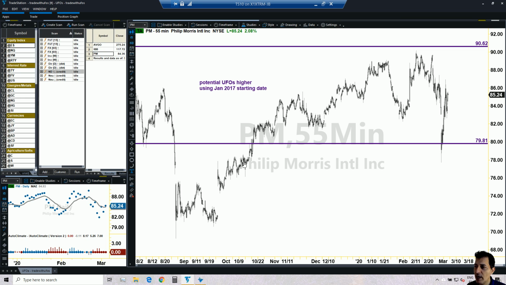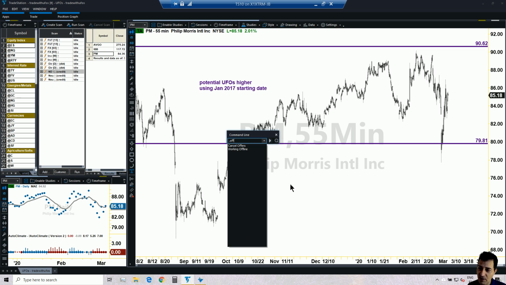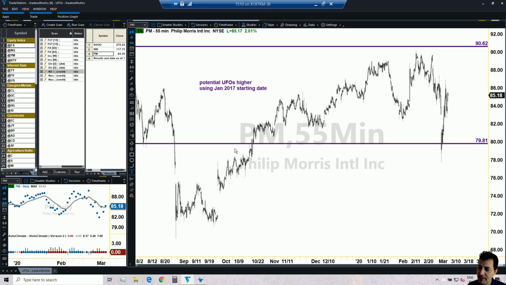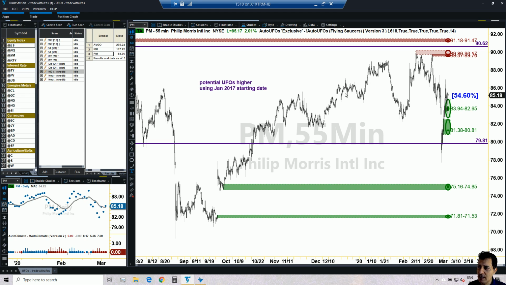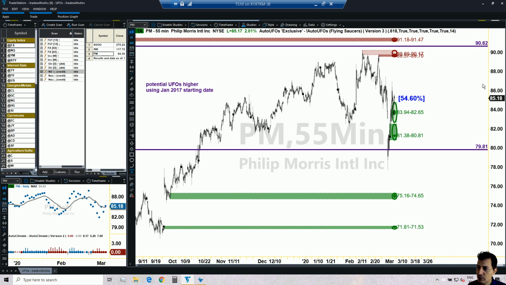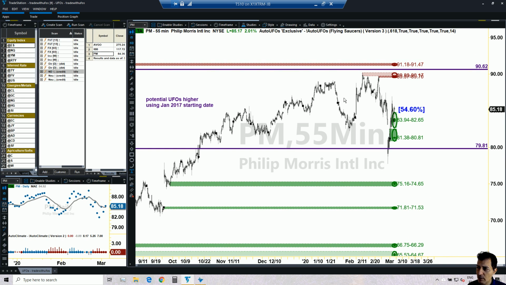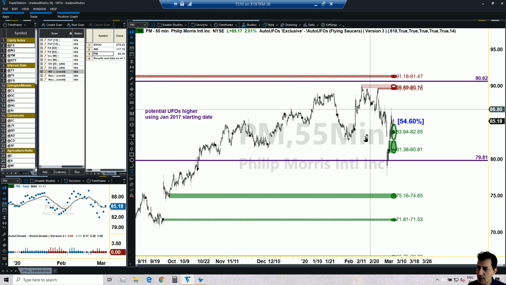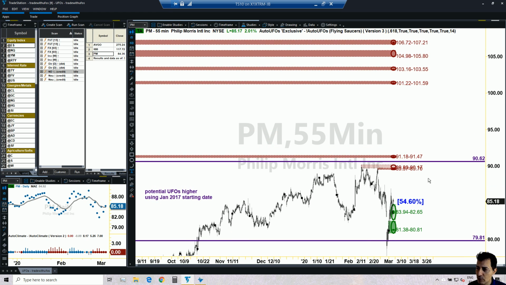So anyway, I got the market data. What I'm going to do now is use a command, .off for offline, which gives me the option of working offline. When I click here, I've basically disconnected from the TrustStation network. Now if I enable auto UFO, it's going to plot all those different UFOs, and all of this is done only one time, so I'm not saturating my computer.